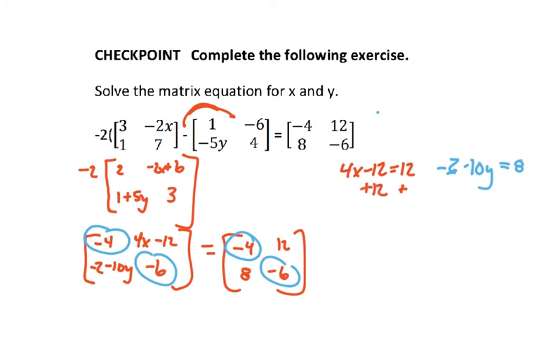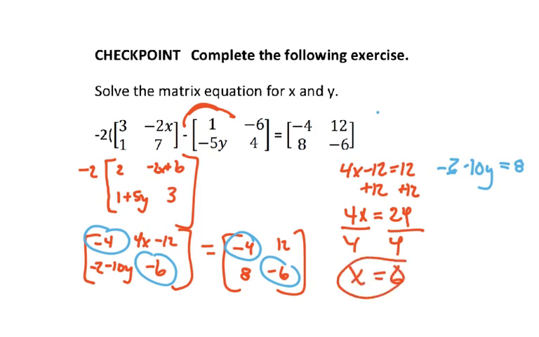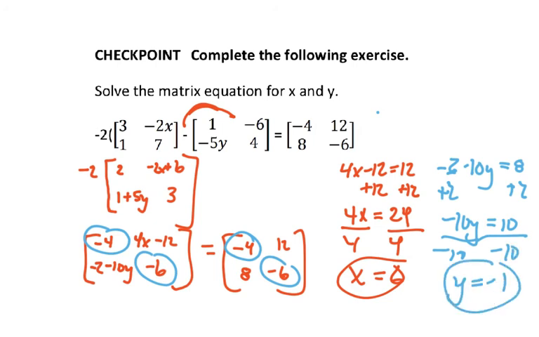Add 12 to both sides. 4x, whoops, how did I do that? 4x equals 24. Divide by 4, and x equals 6. Add 2, negative 10y equals 10. Divide by negative 10, y equals negative 1. And that's how you do it.